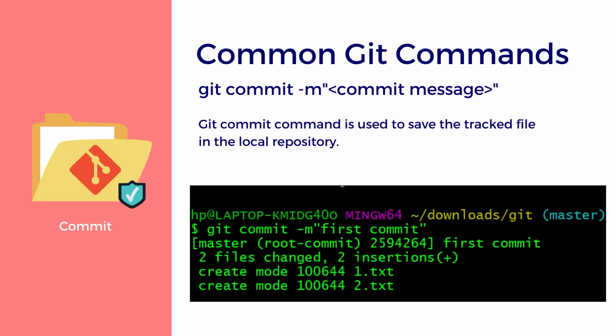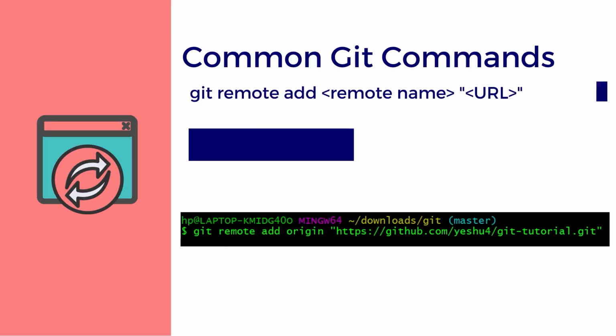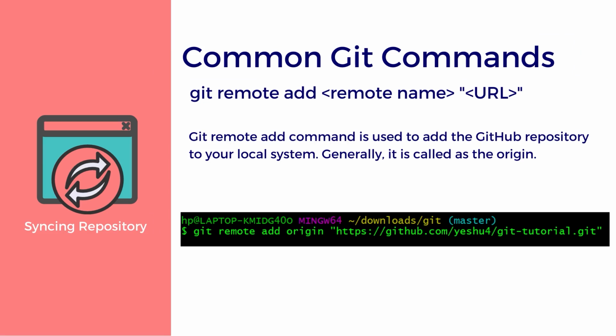So far, we have seen the commit command, and now we will understand how the GitHub repository is added to your local working directory. For this, we will use the git remote add command. Git remote add command is used to add the GitHub repository to your local system. Generally, it is called the origin.